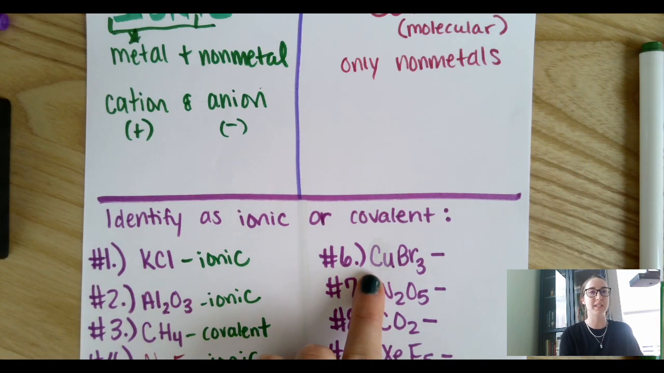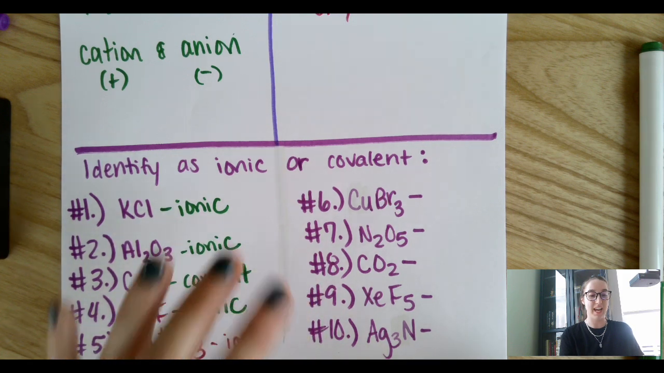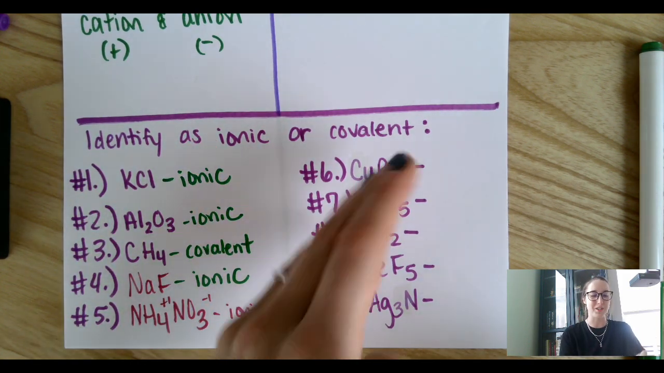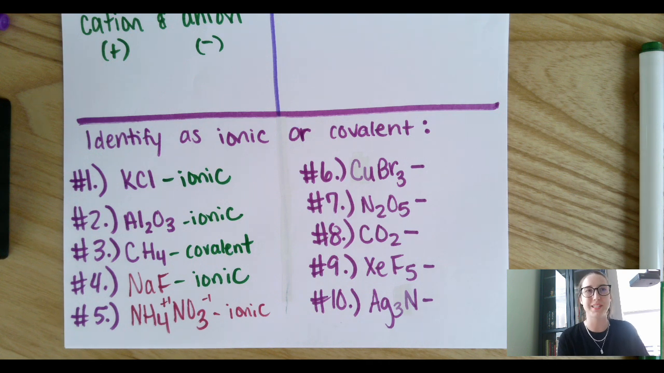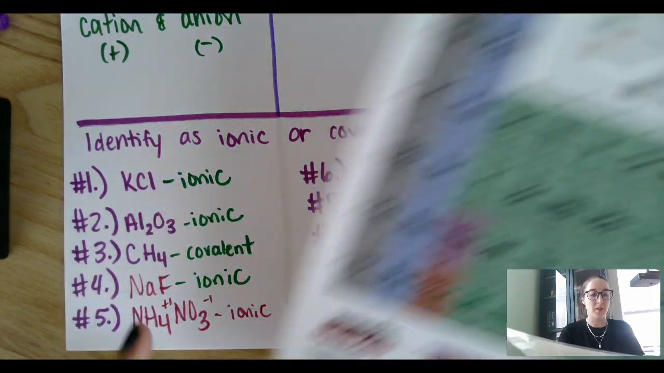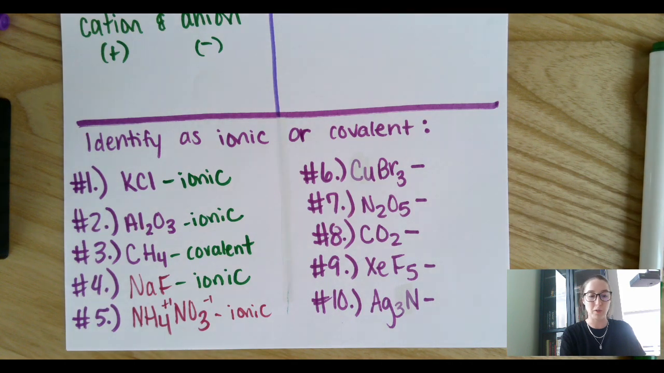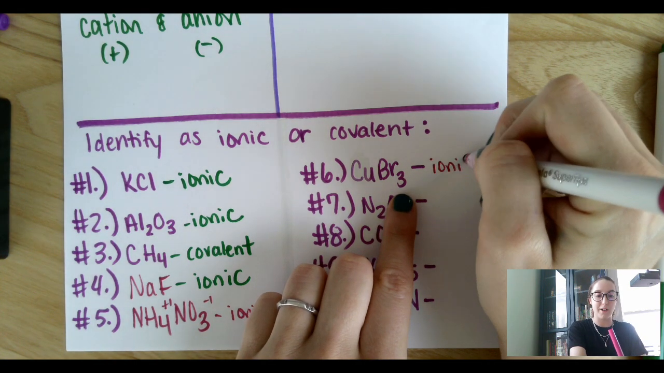All right, moving on to numbers 6, 7, 8, 9, 10. Pause this real quick. If you're feeling confident in your skills to do this, try those on your own. Pause it and then come back and see how you did. So for number 6, we have CuBr3. Cu is on the periodic table in the transition metal area, so it is a metal, which means I am working with an ionic bond.